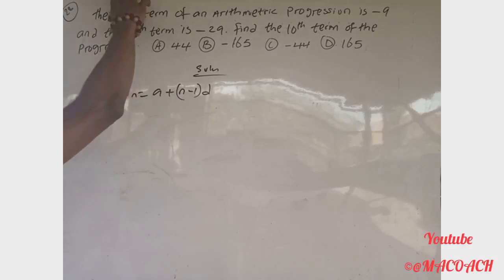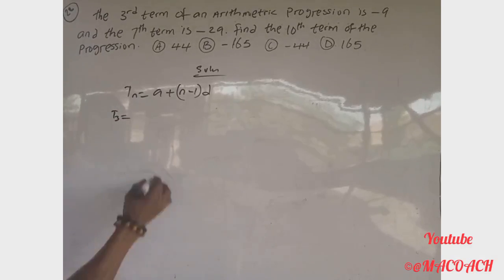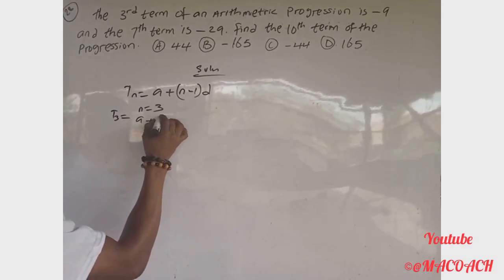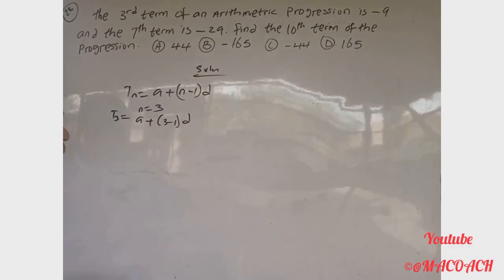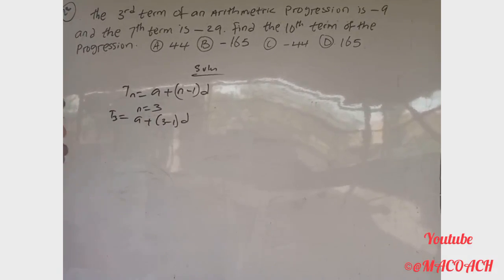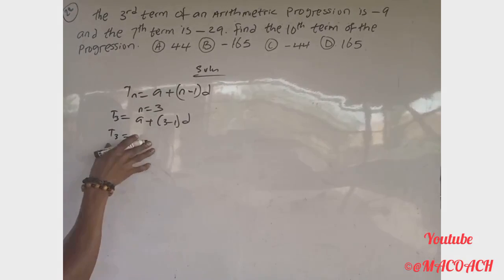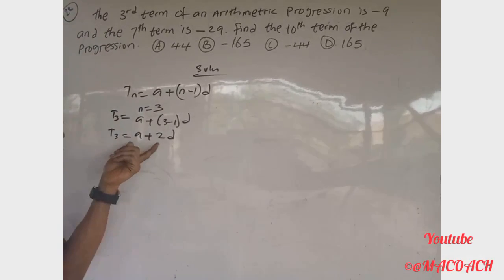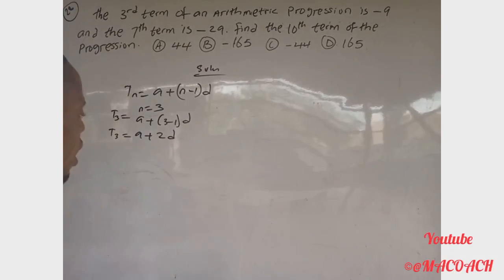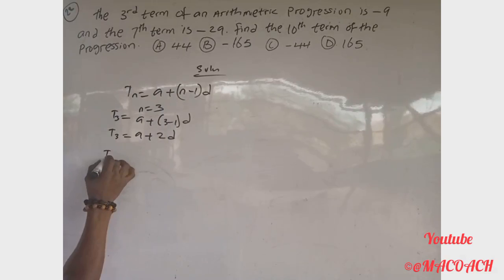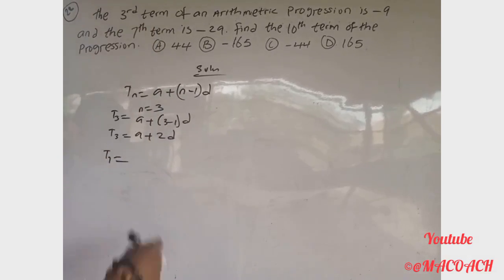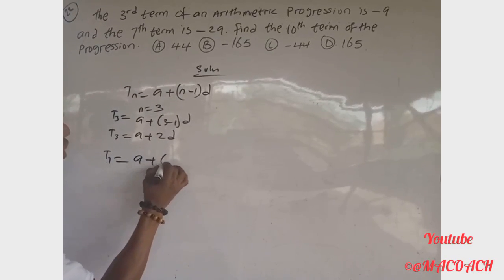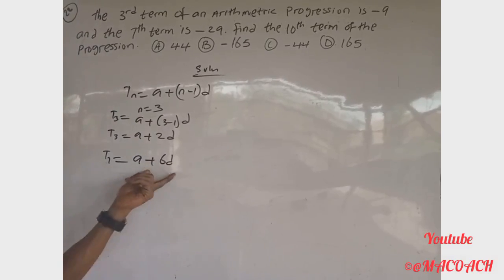Now assume we want to calculate the 3rd term of an AP, where n is equal to 3. Putting it in, we have a + (3 − 1)d. So 3 minus 1 is 2, and the formula for the 3rd term of the AP is a + 2d. To calculate the 7th term, n is 7. When you subtract 1 from 7, we have 6. So it becomes a + 6d. This is the formula for the 7th term of an AP.